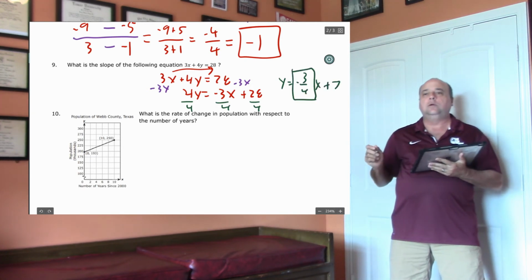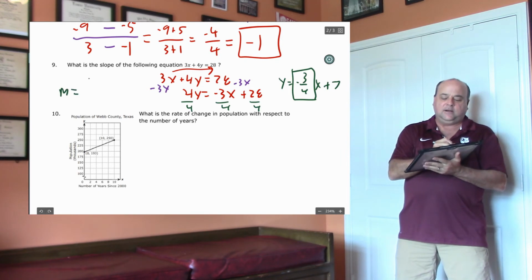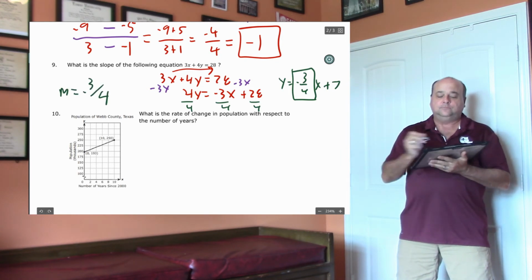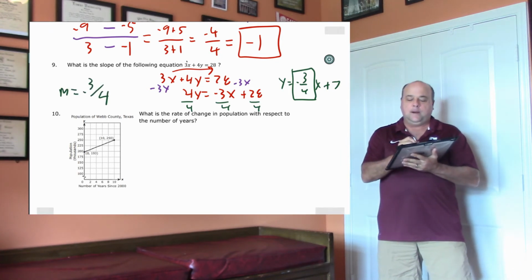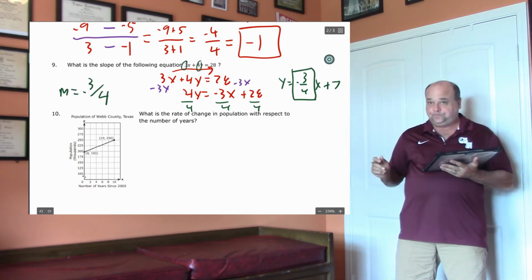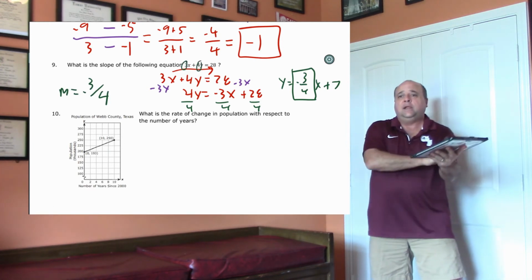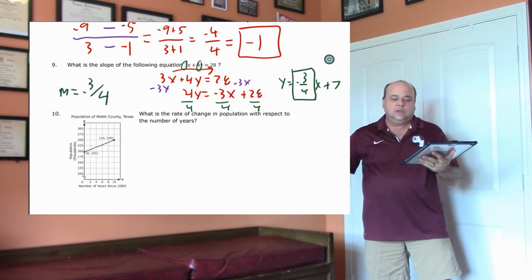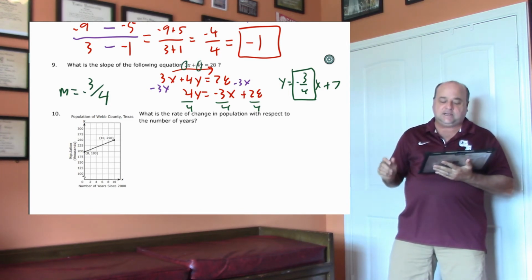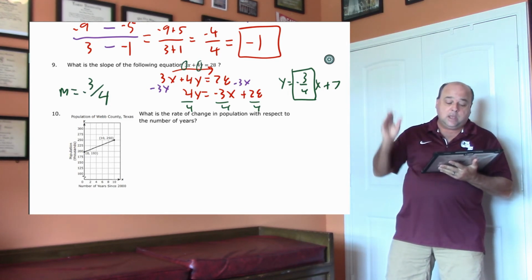This is your slope. So my slope is going to be negative 3 over 4. Negative 3 over 4. Remember, this number and this number are going to be in the slope. And it's negative a over b, right? So that 3 and 4 in front of the x and y will turn into your slope.